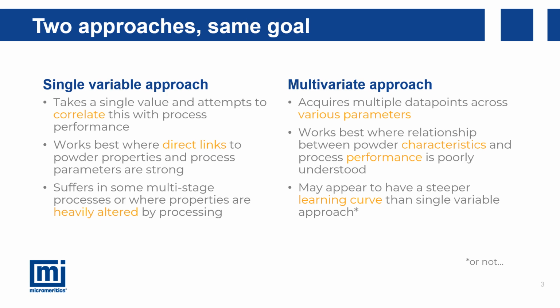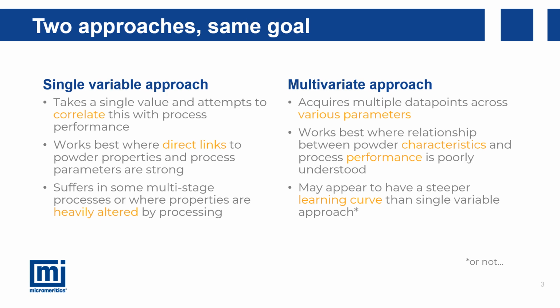As seen in the previous example, single variable analysis is most effective where direct links exist between that which is measured and that which it is thought to affect. In powder processing, this might be a link between particle size distribution and packing efficiency, for example. However, where such links exist, it's important that the relevance of these correlations are not overextended. Just because PSD influences packing efficiency, it may not correlate in the same way in downstream processes, for example, or if powder properties are heavily altered during processes.